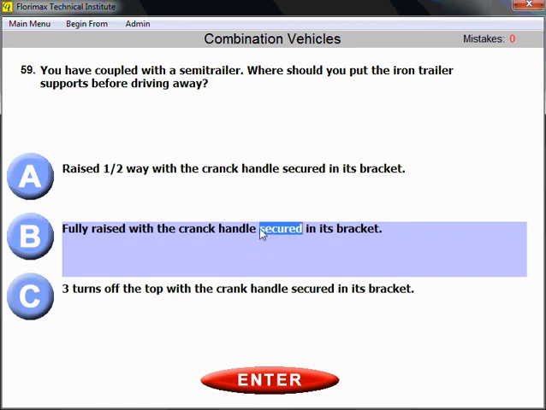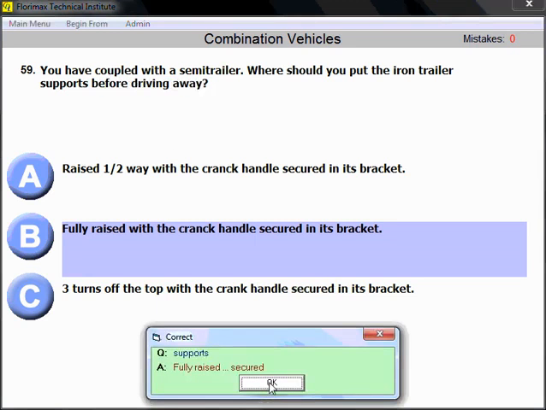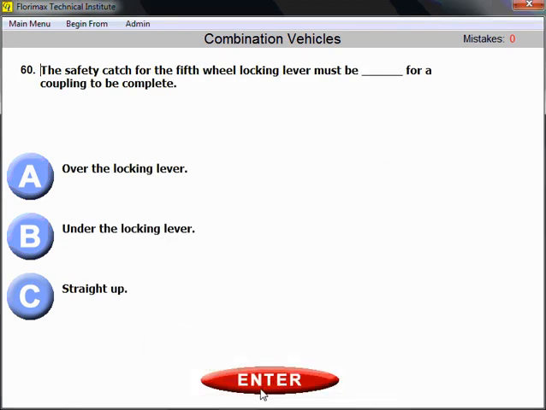So this is another indication of the right answer. Secured in its bracket. They should be first fully raised, and then you need to secure. And the indication for you is fully raised. Don't get tricked by the handle secured, because it's in every answer, but they should be fully raised. Again, remember, when you check, they should be slightly raised. When you're ready to drive away, they should be fully raised. Okay, otherwise you may hit the road.